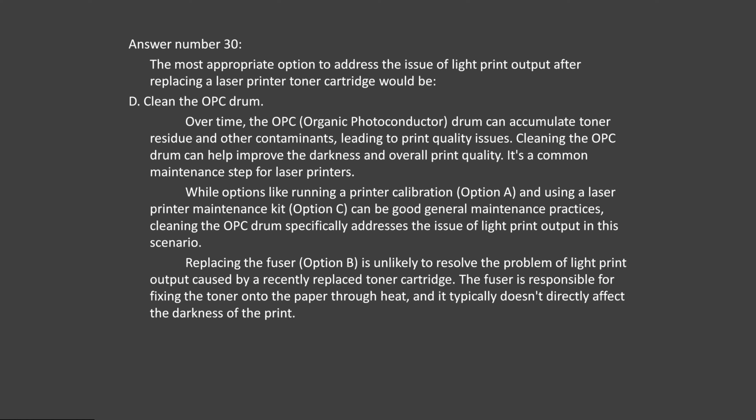While options like running a printer calibration, option A, and using a laser printer maintenance kit, option C, can be good general maintenance practices, cleaning the OPC drum specifically addresses the issue of light print output in this scenario. Replacing the fuser, option B, is unlikely to resolve the problem of light print output caused by a recently replaced toner cartridge. The fuser is responsible for fixing the toner onto the paper through heat, and it typically doesn't directly affect the darkness of the print.